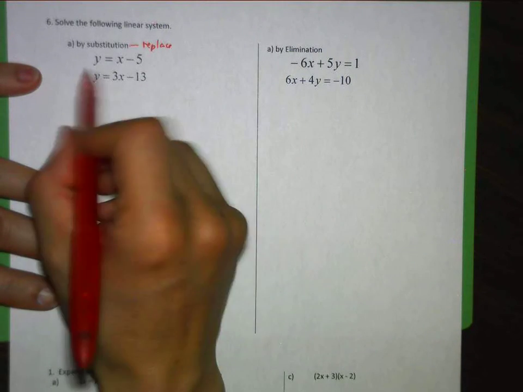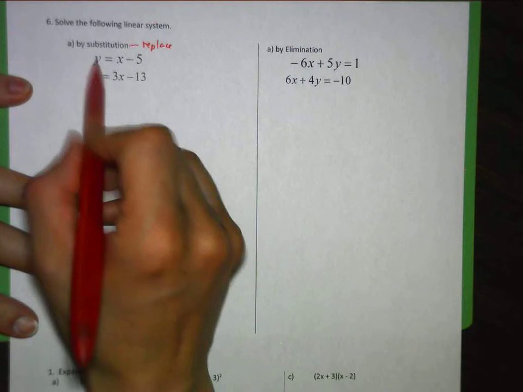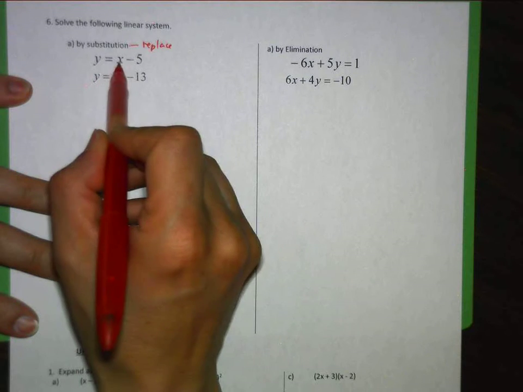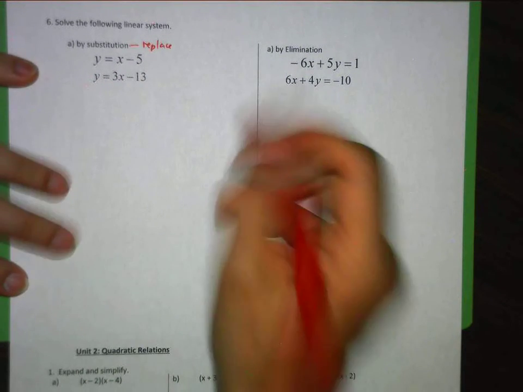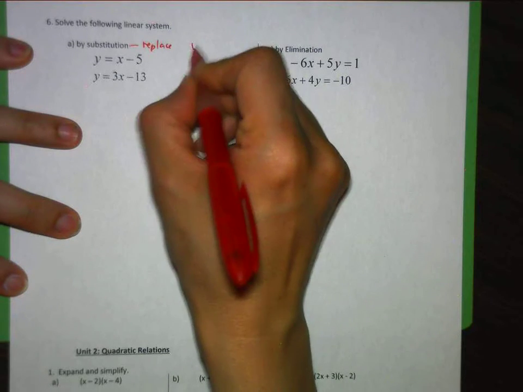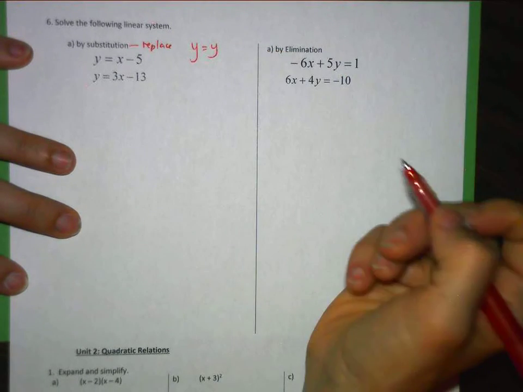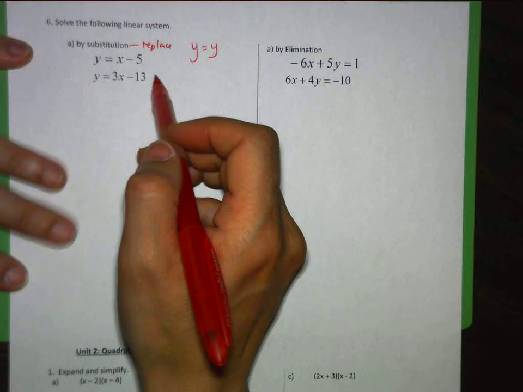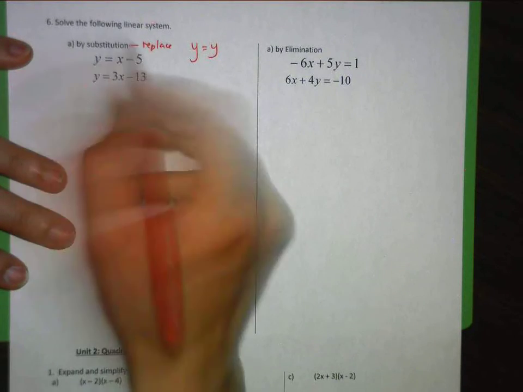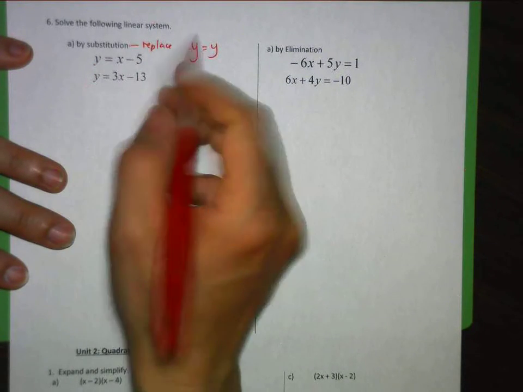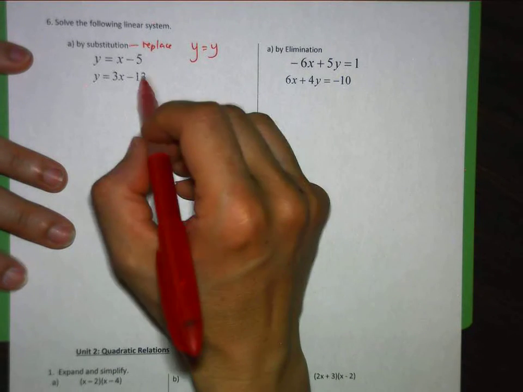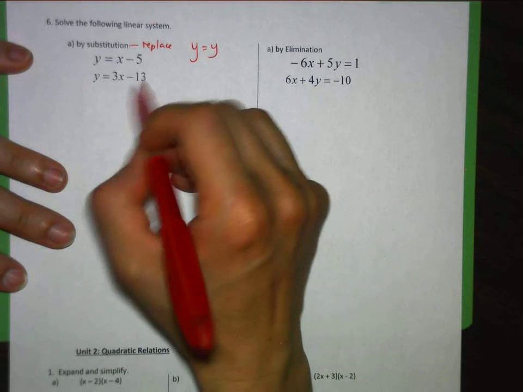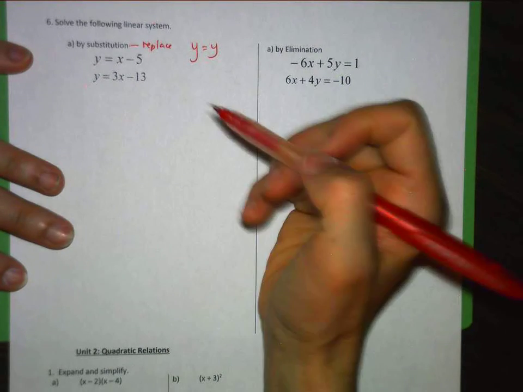So I'm going to look at this. In this case, I have these both equal: y equals x minus 5, y equals 3x minus 13. So essentially what I'm going to say is y is equal to y. I know that seems weird, but I've got two equations that say y is equal to all this and y is equal to all this. The whole point is I need to just have one letter so I can solve for that letter. But in each of these I have two.